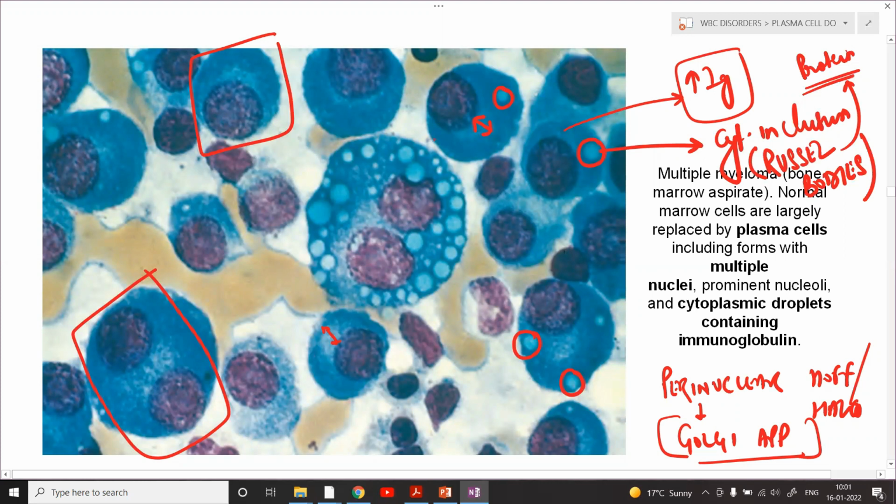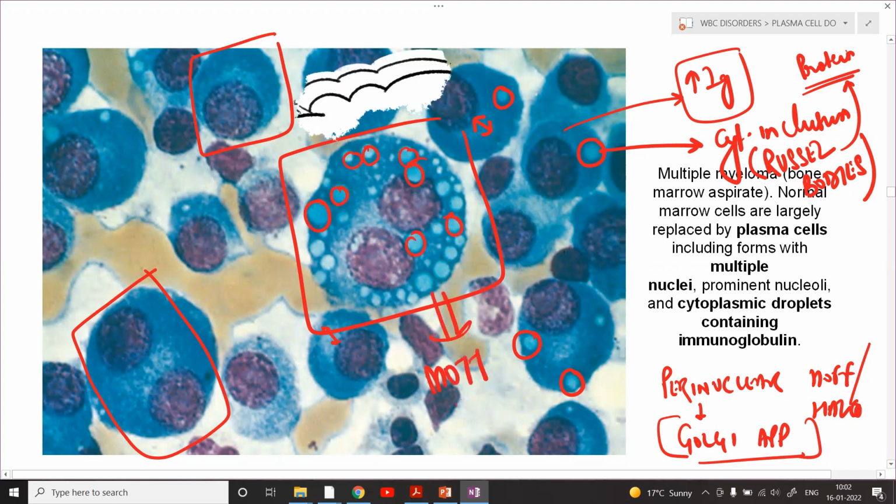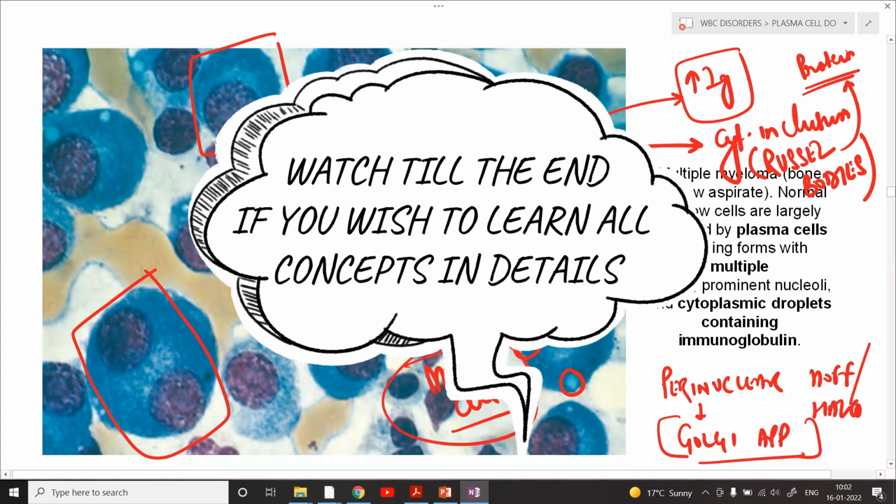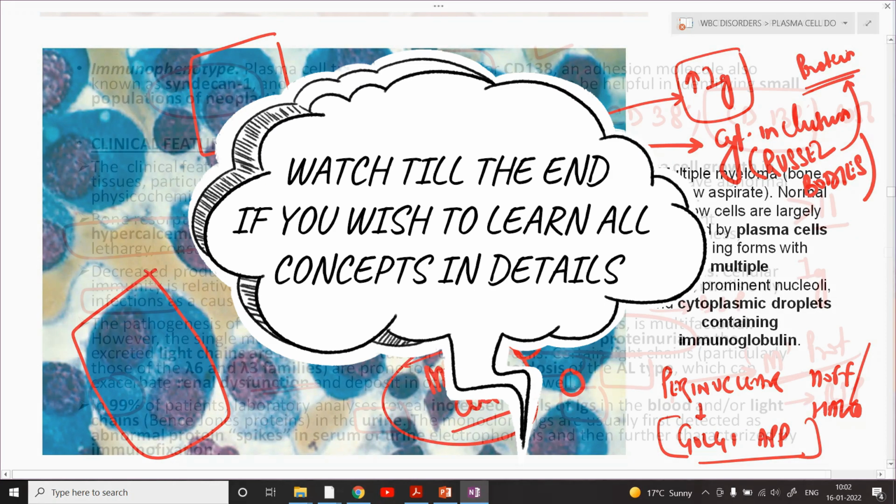Now, sometimes what happens is that the entire cell contains multiple such grape-like vesicles, for example, as we can see and appreciate over here. And this is called a Mott cell, M-O-T-T. When they contain multiple such Russell bodies or cytoplasmic inclusion bodies, we call it a Mott cell.